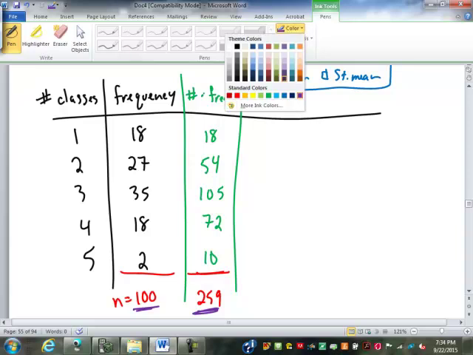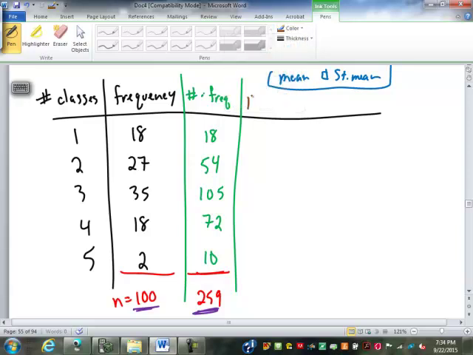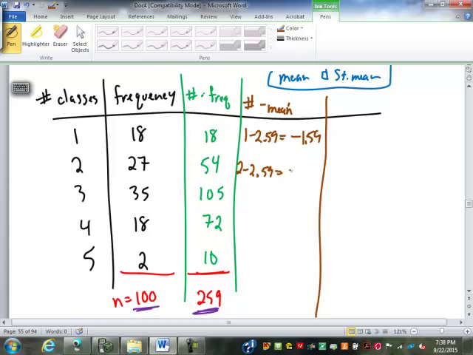I'll even give you a hint here. The next column is the number minus the mean. So this would be 1 minus 2.59, or a negative 1.59 here. And I'll let you keep going with that. Let's see how you're doing. So this is 2 minus 2.59, a negative 0.59.